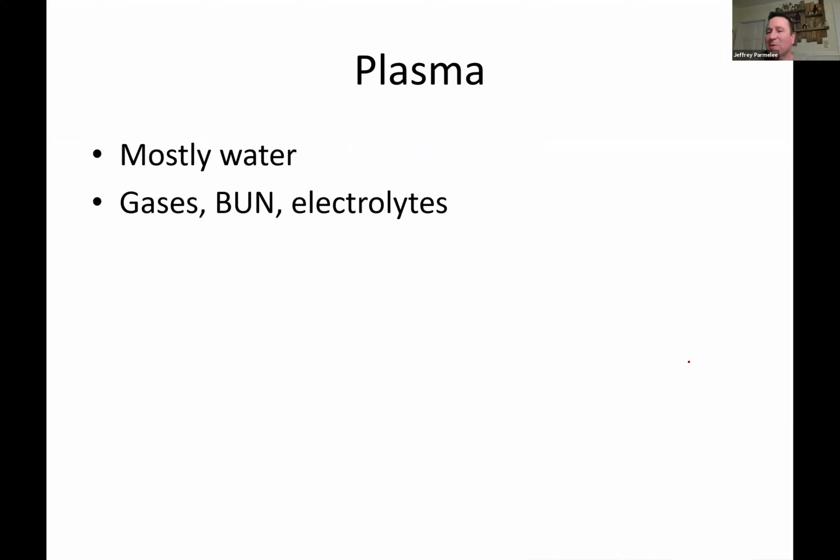Now you can look at what's in plasma. You can see it's like 92% water. The gases. BUN is blood urea nitrogen. So these things, if it's high, it means your kidneys aren't getting rid of it. And you should have mostly sodium, chloride, calcium, magnesium, all these things.